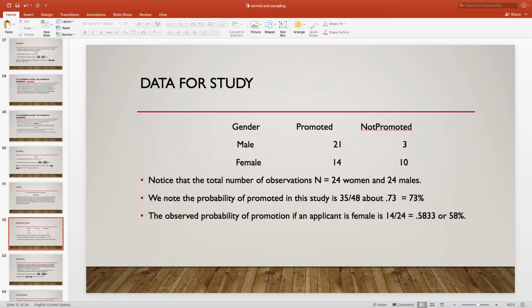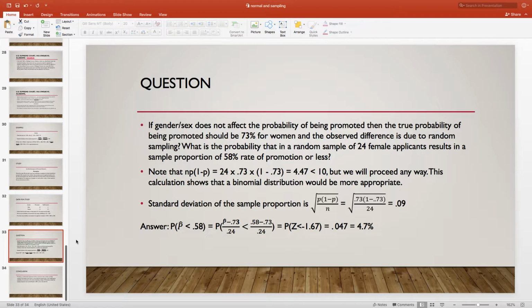So my question is, if the probability of promotion doesn't depend on gender, then the true rate of promotion should be 73%. What are the odds of seeing a sample with a proportion of only 58%? That's the question I'm going to answer. Okay.